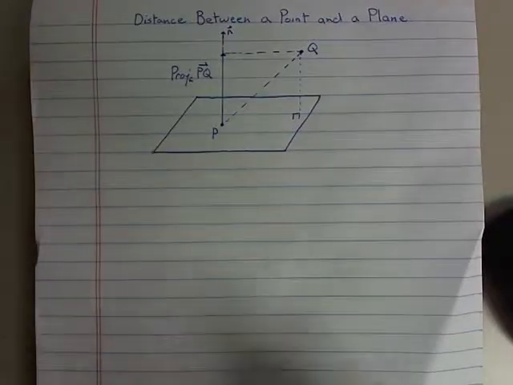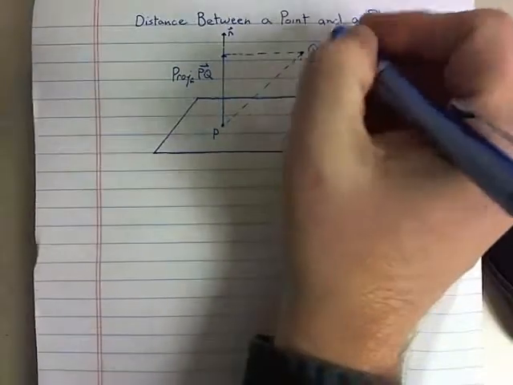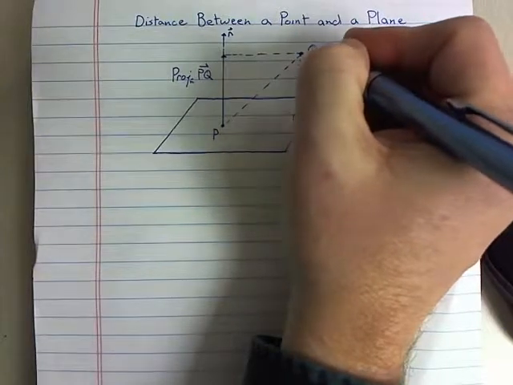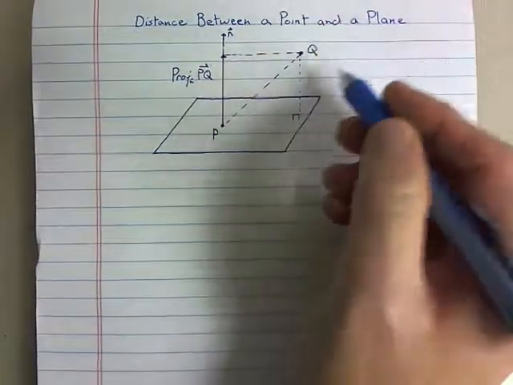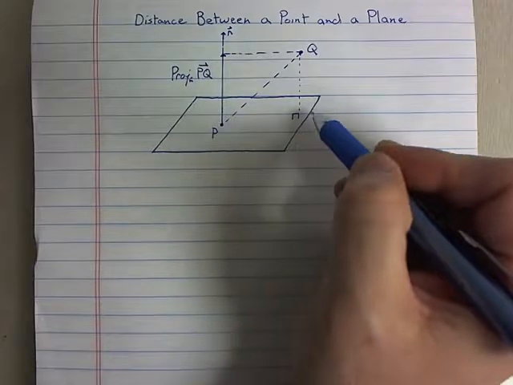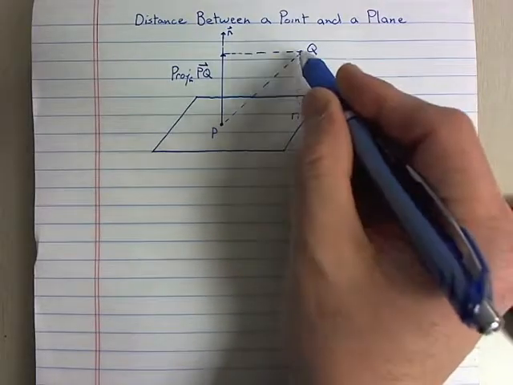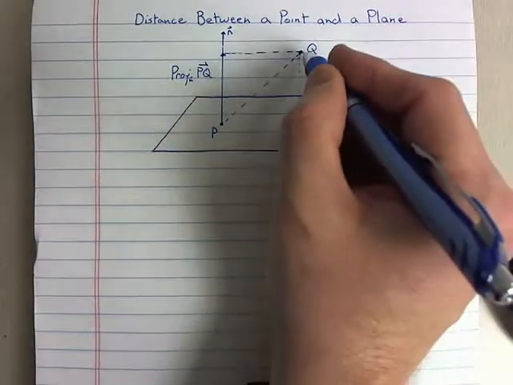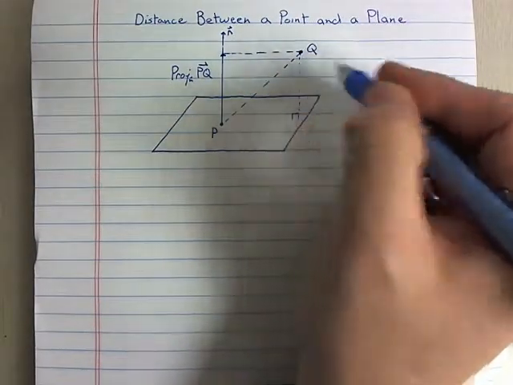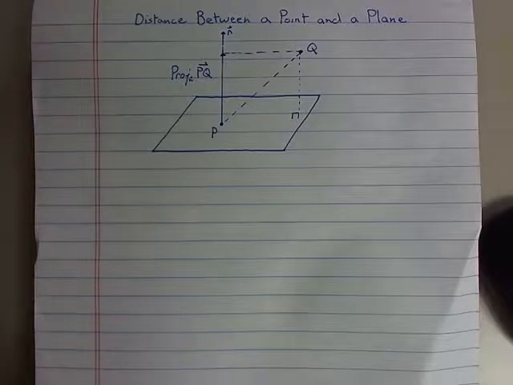Okay, I'm going to talk about finding the distance from a point, in this case, I'm calling this point Q, to a plane. So if you make a little right angle here, go straight up to the point, I want to find out what this distance right here is, the distance from the point to the plane.